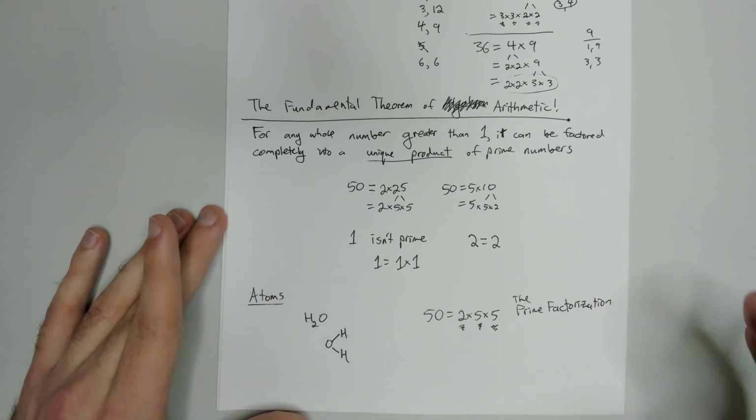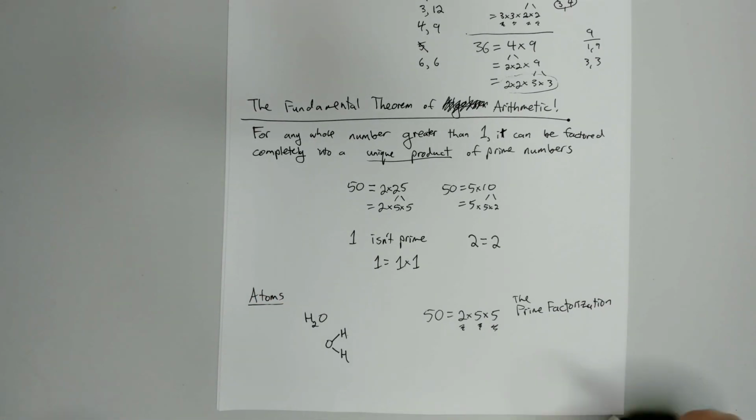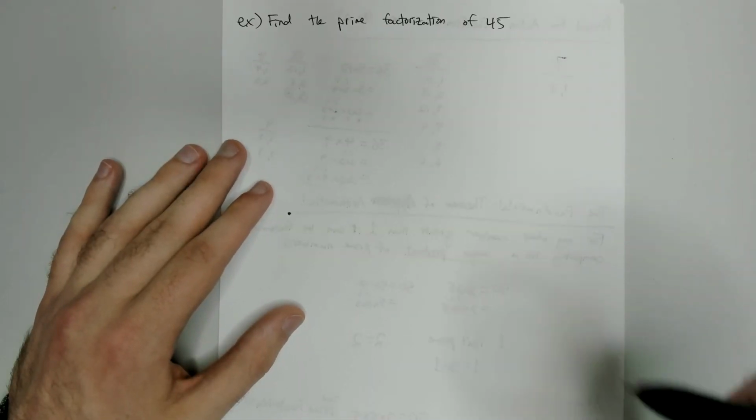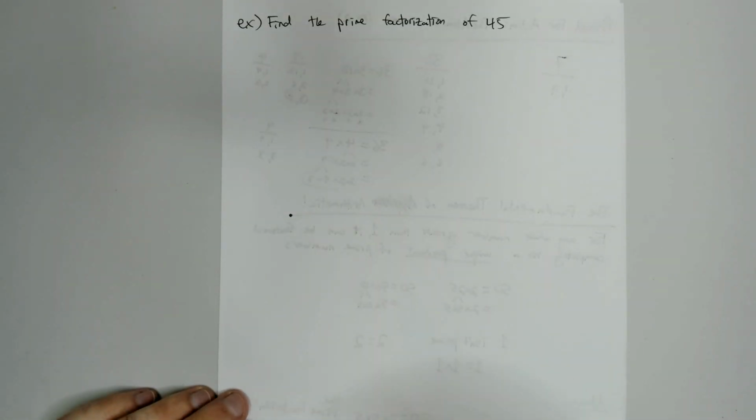So what we're going to do now is say, if we had a really big number, how can we actually go ahead and find the prime factorization of that number? I'm going to show you a nice reliable method to do that now. All right, so this example says find the prime factorization of 45.